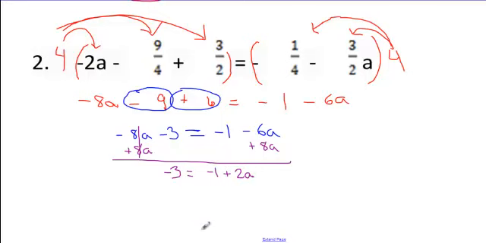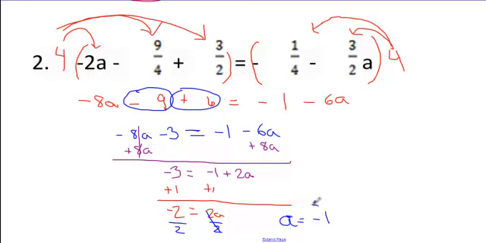Then you're going to add 1 to get it to the other side. Negative 3 plus 1 is negative 2. Bring down the rest. Divide both sides by this 2, and that's 1 times a, which is a. I get a equals negative 1, because negative 2 divided by 2 is negative 1. And I will be done with that one.